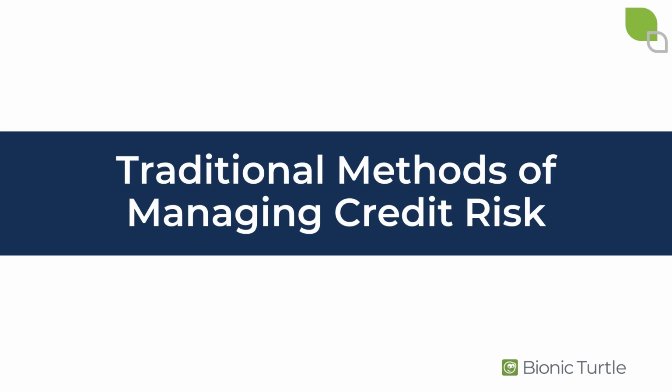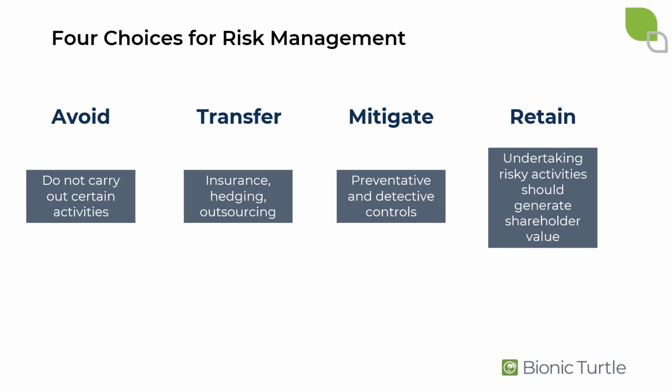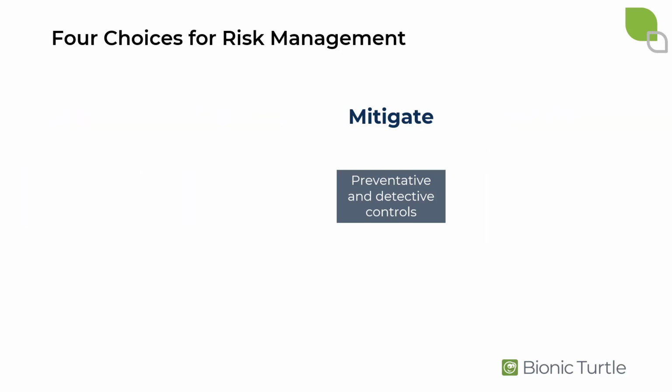Traditional methods, first of all, pre the world of credit derivatives. What do we have? Well, there were lots of methods, and we're going to just do a callback here to an earlier chapter on how firms manage risk. And just think about the 4 methods: avoid, transfer, mitigate, and retain. A lot of the traditional methods of managing credit risk involve mitigating it. So think of a bank taking on a portfolio of loans and trying to put in place some preventative detective controls to mitigate the risk.